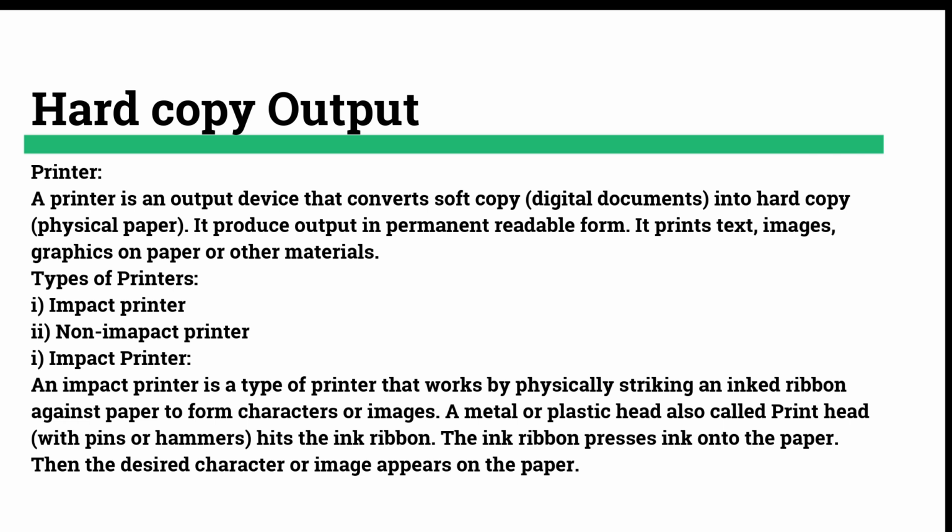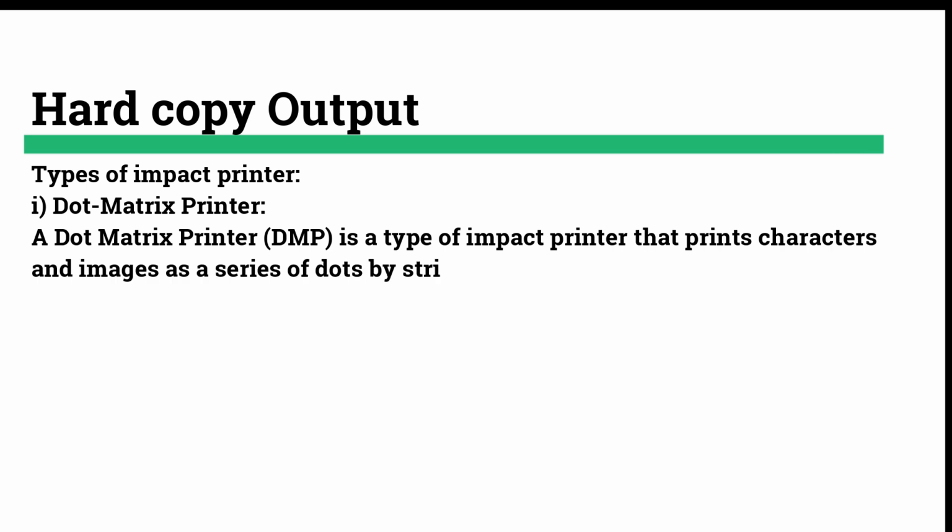An impact printer is a type of printer that works by physically striking an inked ribbon against paper to form characters or images. A metal or plastic head, also called the print head, with pins or hammers, hits the ink ribbon. The ink ribbon presses ink onto the paper. Then the desired character or image appears on the paper. Types of impact printer. 1.